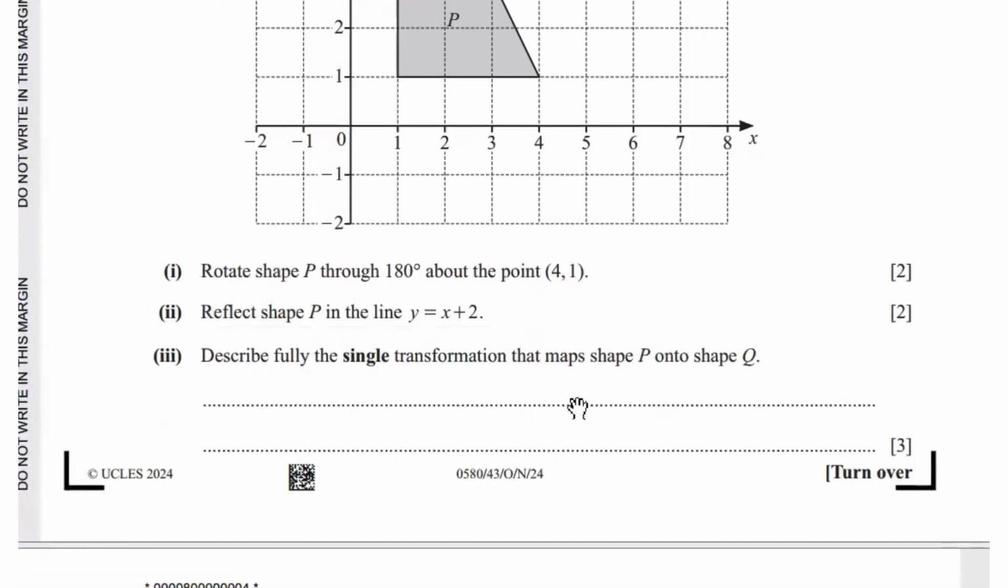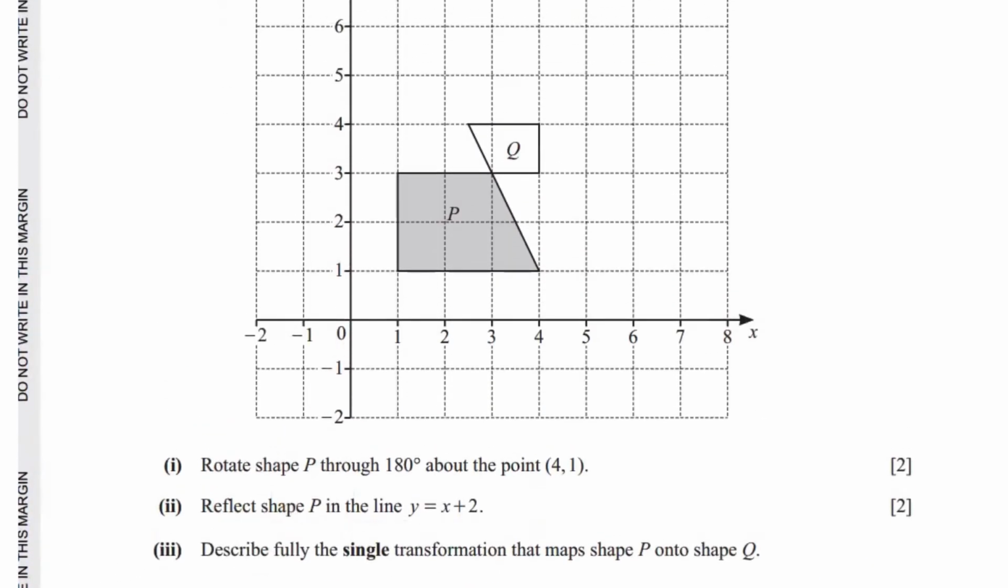Then describe fully the single transformation that maps shape P onto shape Q. So for shape P onto shape Q, we can see that it's an enlargement because the size of the shape has changed. And the scale factor is a negative scale factor because the direction of the shape has changed. And the scale factor is negative 1/2. Because if we compare corresponding lengths, this length is 2 units and the same length on shape Q is 1 unit. So scale factor is negative 1/2.